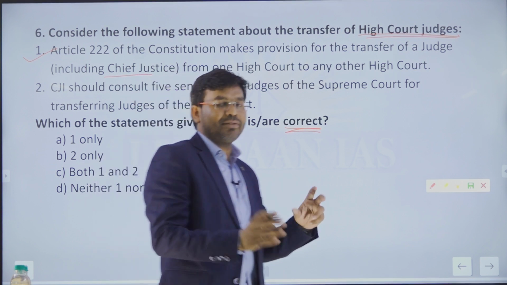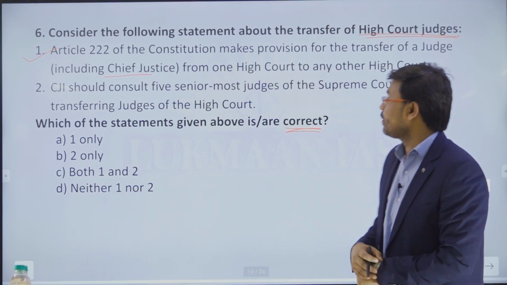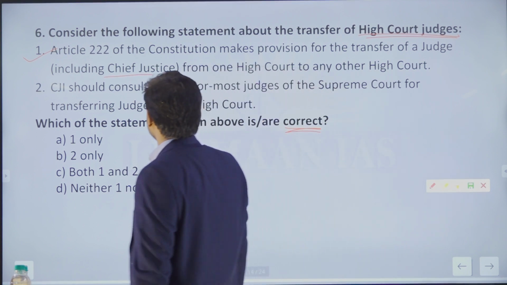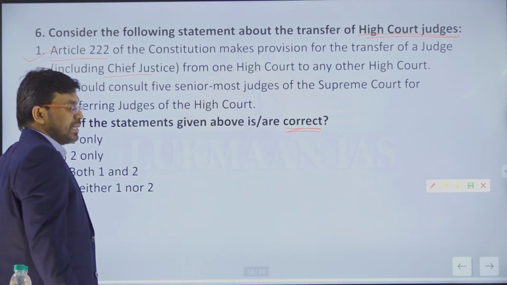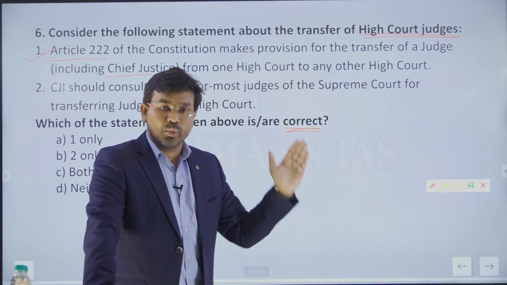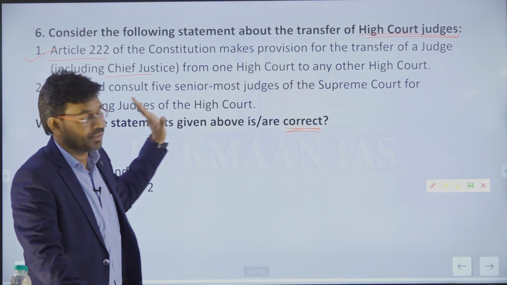So this is factual information that Article 222 of the Constitution makes provision for the transfer of the judges of a High Court, including the Chief Justice of the High Court. This is a very factual question. If you open Article 222, you will come across a similar sentence over there.